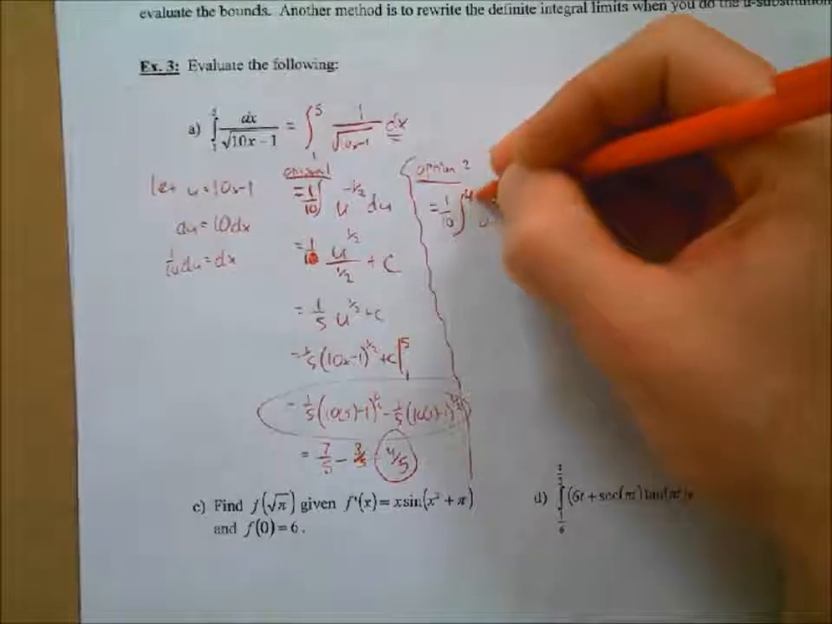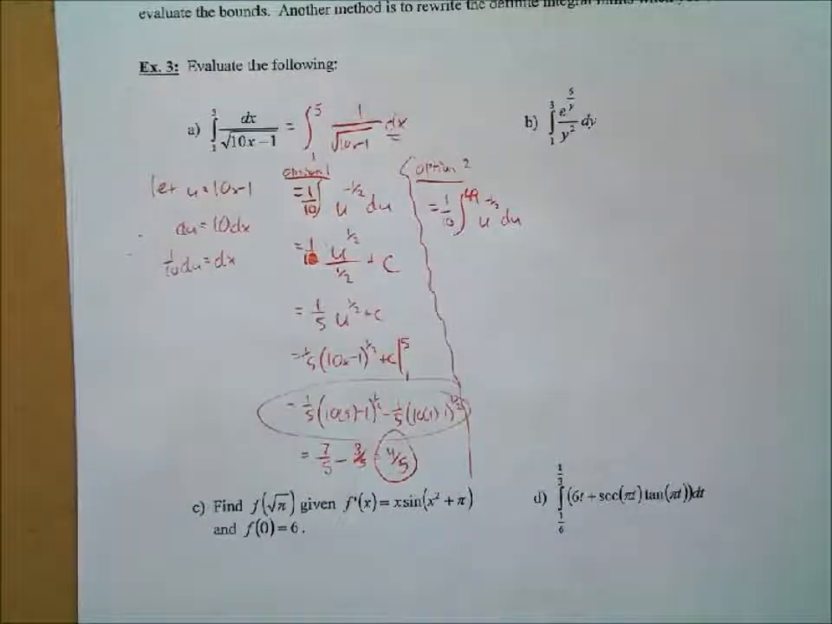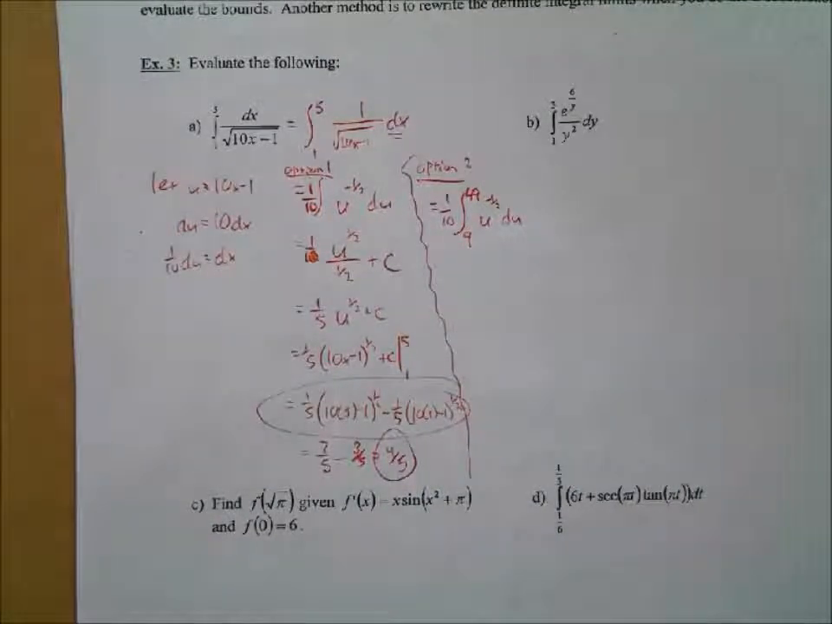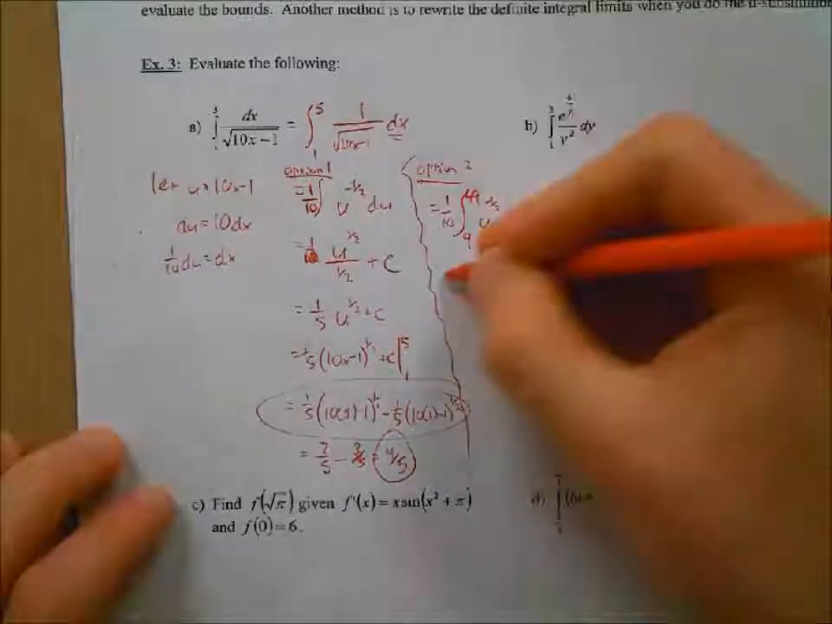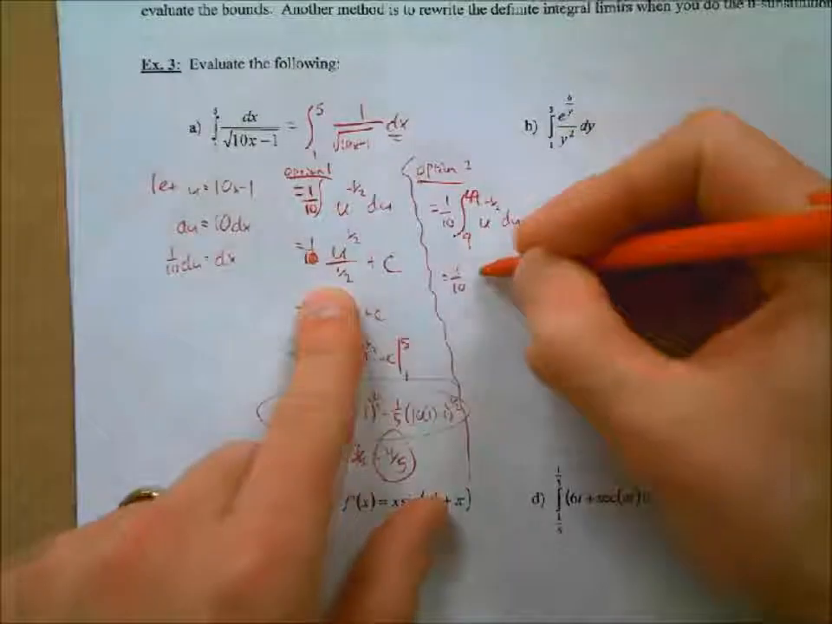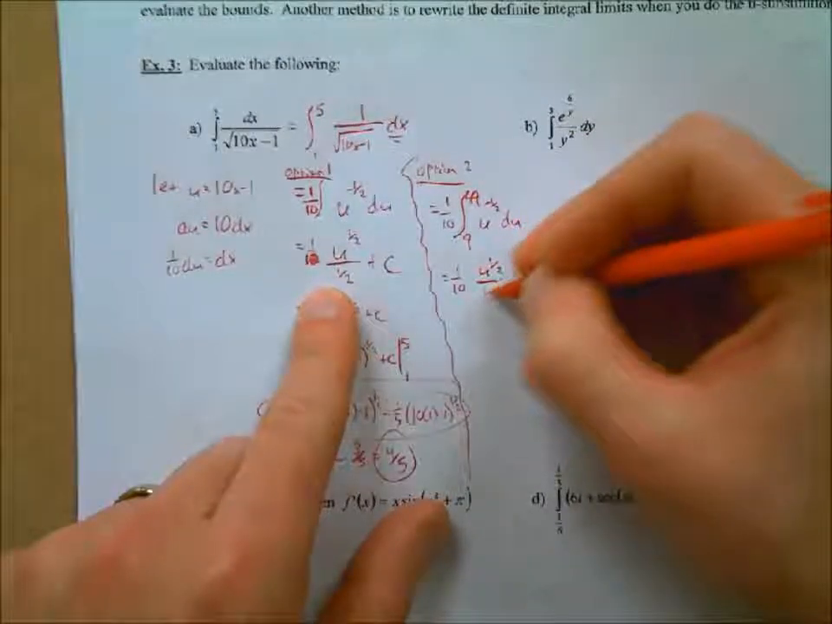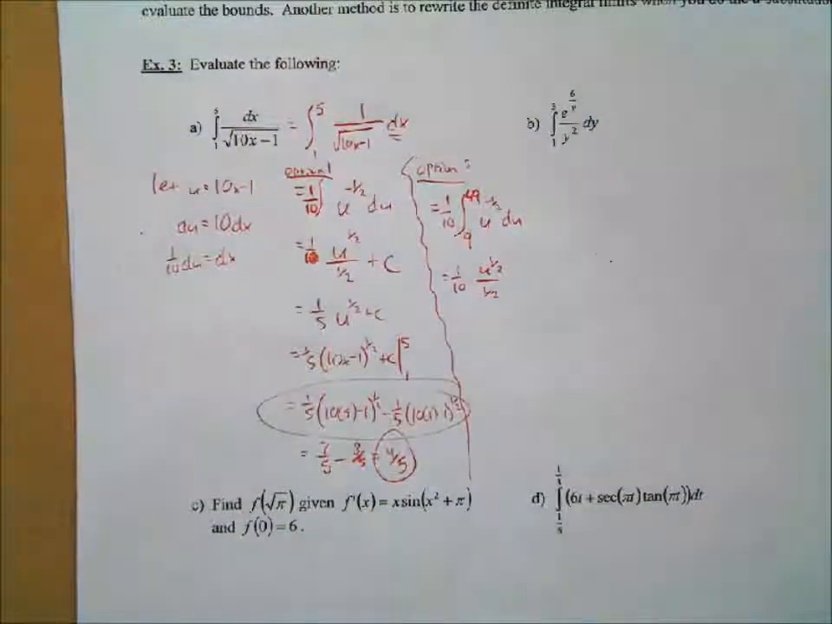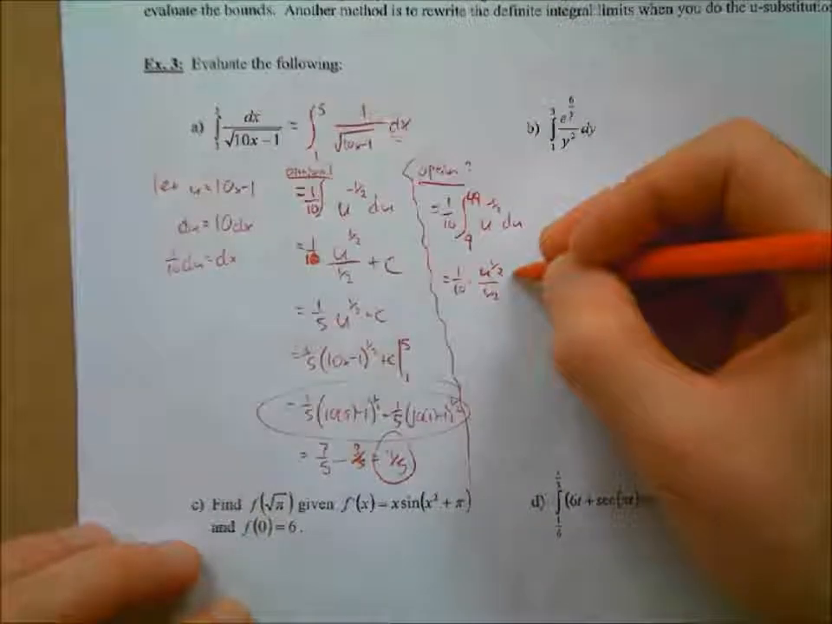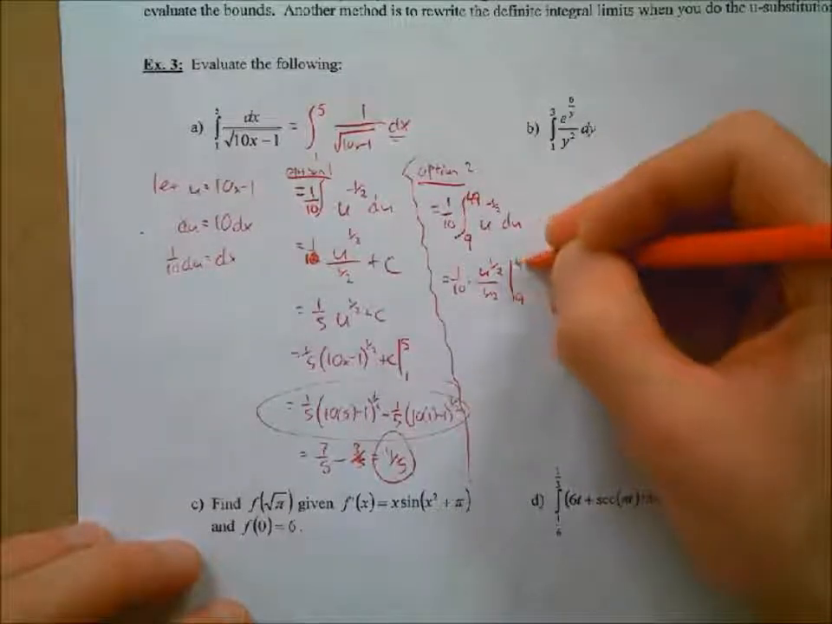Okay. What will our new lower limit for u be? 9. And so when we integrate u to the negative 1/2, it'll be the same thing we had before. So it becomes u to the 1/2 over 1/2. Okay. At this point, I'm not going to write the plus c because we're going to be evaluating this new definite integral here from 9 to 49.